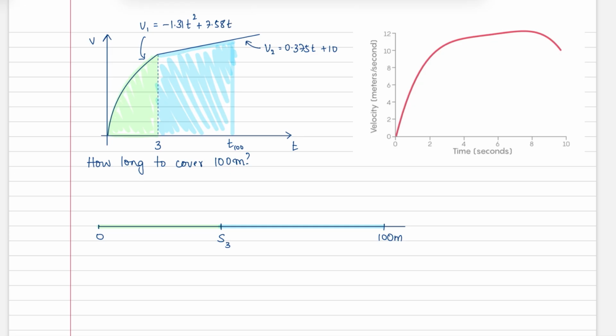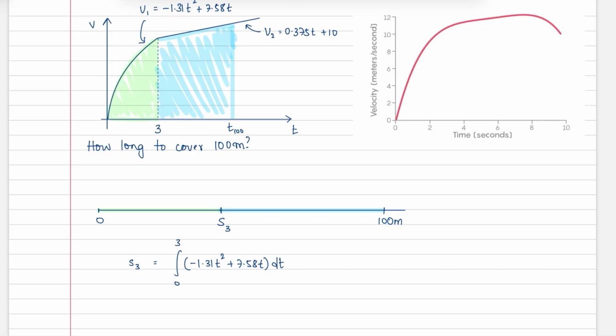So S3 will essentially be the integral from 0 to 3 of b1 dt, that is minus 1.31 t squared plus 7.58 t dt, which if I were to do it completely will give me minus 1.31 over 3 t cubed going from 0 to 3 plus 7.58 over 2 t squared going from 0 to 3, which gives me a number of 22.32 meters, which means in the first 3 seconds, Usain Bolt covers 22.32 meters.